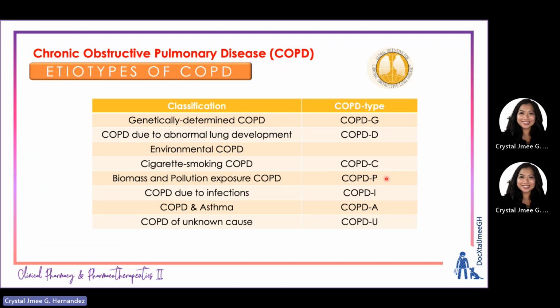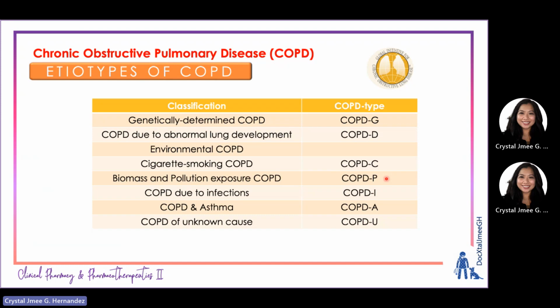Obviously, when we say COPD-C or the cigarette smoking, this is attributed to exposure to tobacco smoke, including in utero or via passive smoking. It also includes vaping or e-cigarettes and cannabis use. Well, for the biomass and pollution exposure COPD, these are any exposure to household pollution, ambient air pollution, wildfire smoke, or occupational hazards. The next is the COPD due to infections, that is COPD-I.